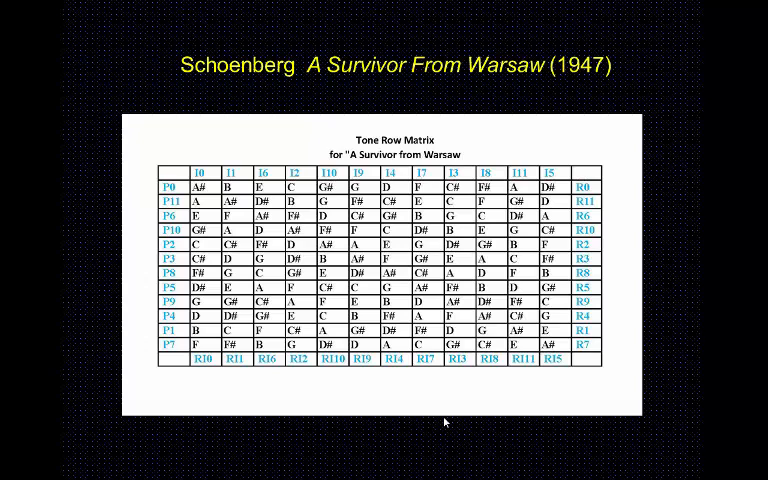You can see down the left-hand side, all of the original rows related to the original order are labeled P for prime. Across the top are all of the rows related to the inversion. Across the bottom are all of the rows related to the retrograde inversion. And along the right-hand side are all of the rows related to retrograde.